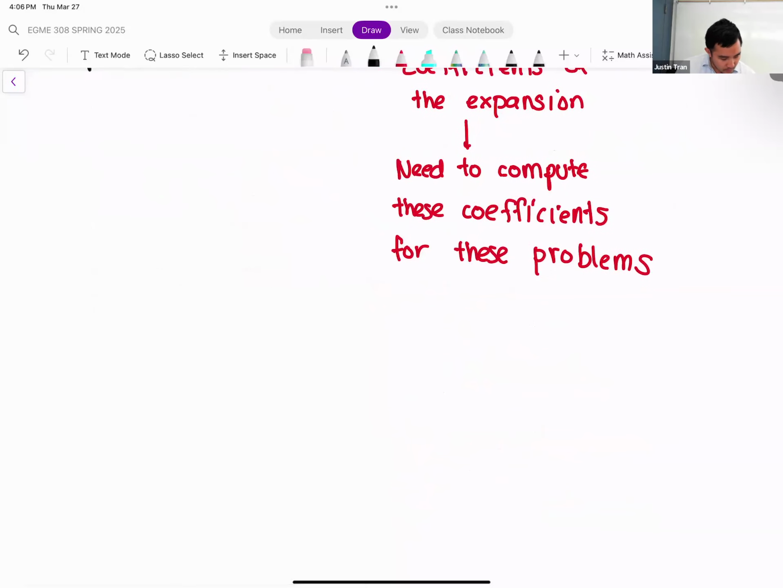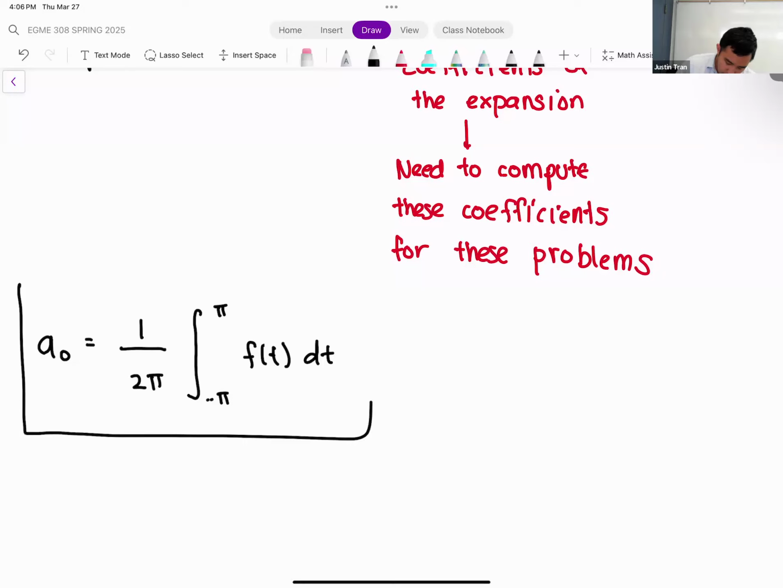For instance, we have a_0. a_0 is the first coefficient of the a's, and we're going to talk about what that means specifically. This is equal to 1 over 2 pi times the integral from minus pi to pi of f of t dt. That's how you get that first coefficient.